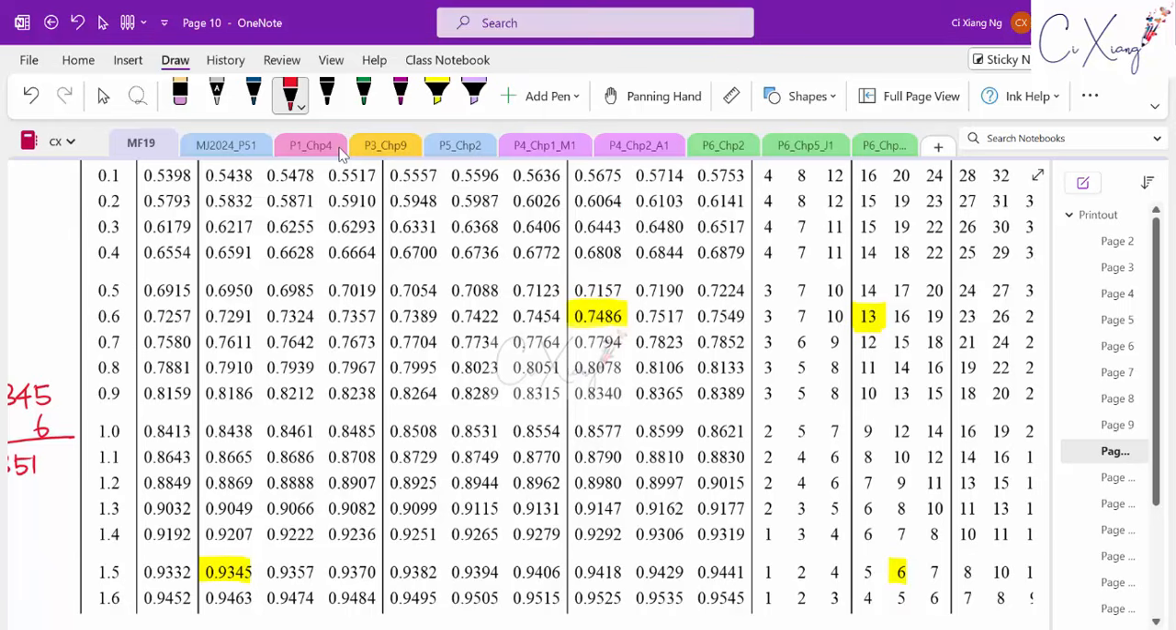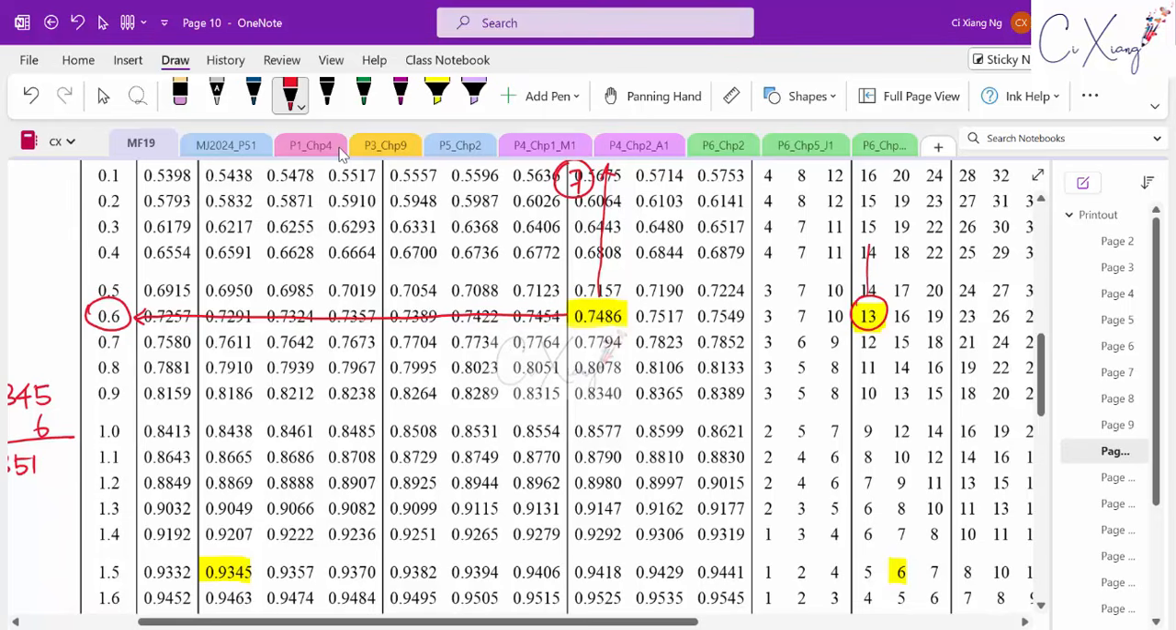Therefore, if you want to read out the value of Z, it can be 0.6, then go up, it is a 7, and this value go up, it is a 4. So if you combine all the values together, it will be 0.674. Okay, so this is how we actually get the value for Z.